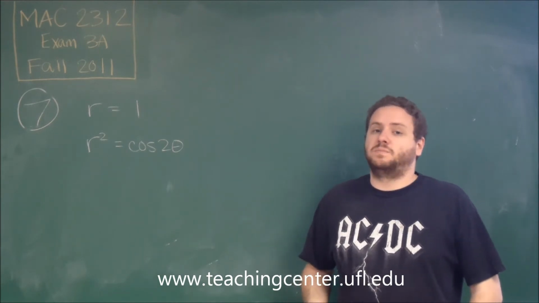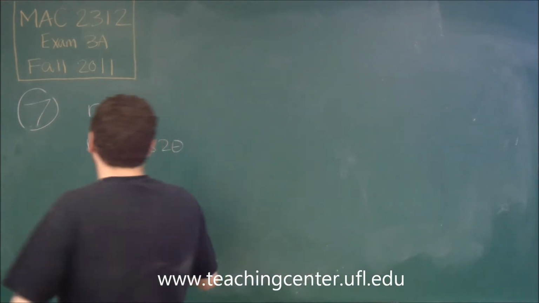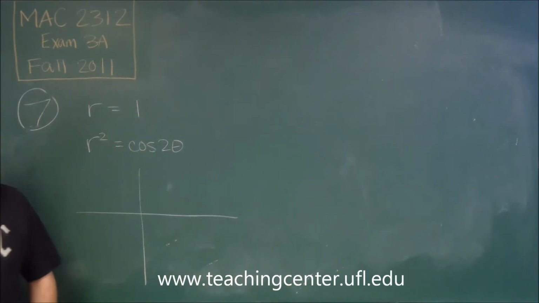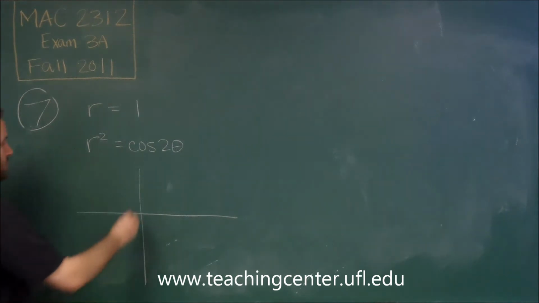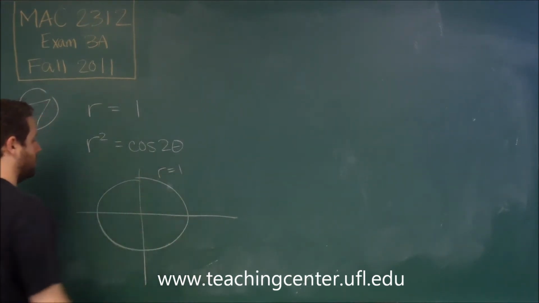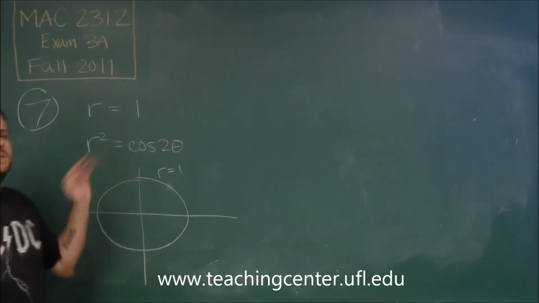Possibly a quicker way is if you knew what these graphs looked like. I'm sure you guys know what r equals 1 looks like. So that's all points that have a distance 1 from the origin. Well, that's a circle with radius 1. Okay, but now what does this one look like?